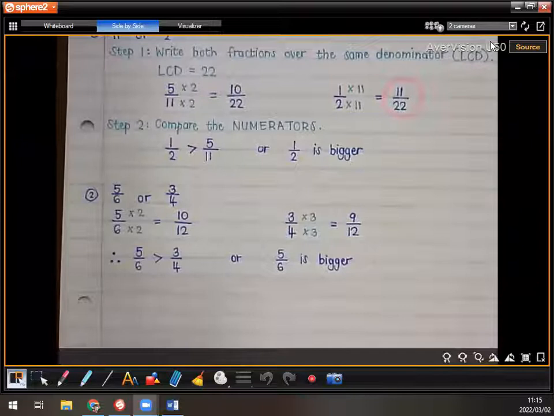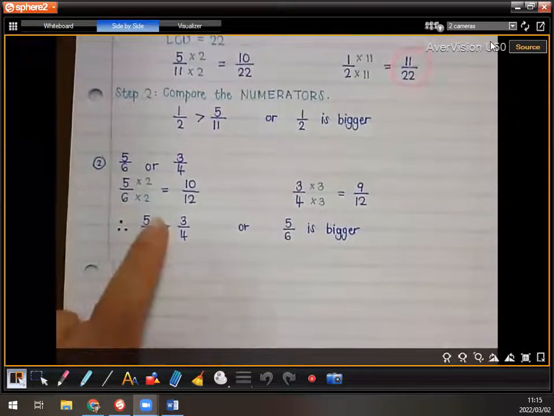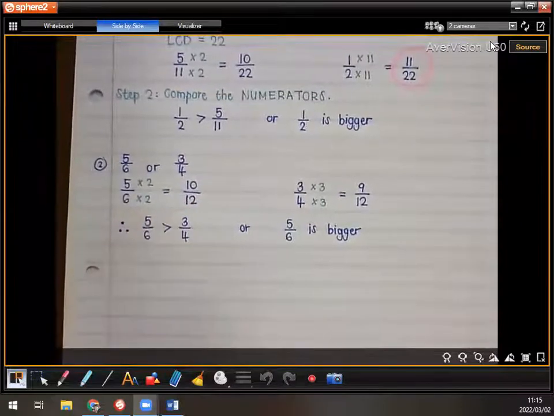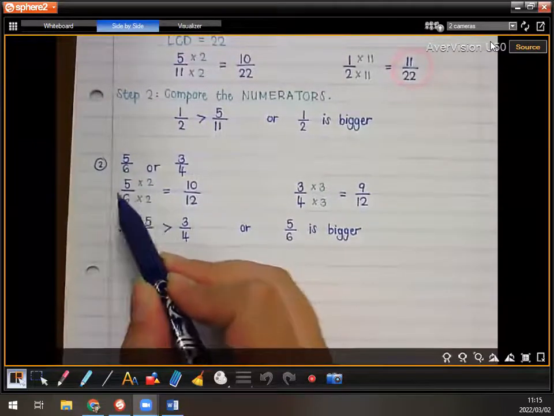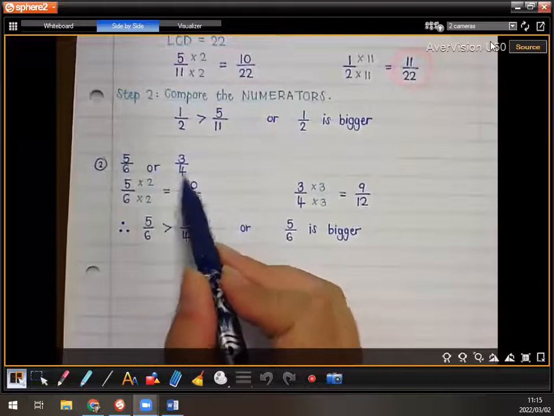Okay, do we have an answer there, guys? Here we go. So you're going to say 5/6. Do we agree that the LCD is 12, guys? With 6 and 4. Okay, so 5/6. You're going to times that by 2 because 6 times 2 will give you 12. You're going to do the same thing at the top.